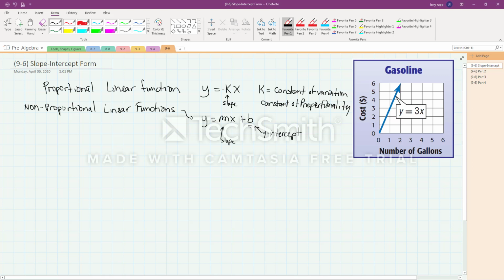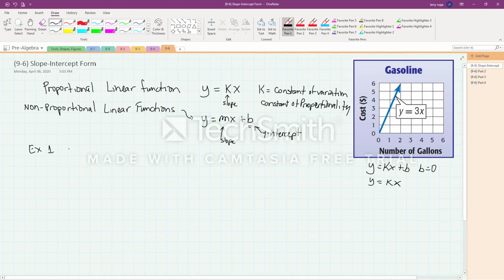Well, for the proportional linear functions, y is equal to kx, the b is there, it's just plus 0. Because if you look at our graph over here, where does this line cross the y-axis? At 0. So the equation for the line over here would be y is equal to kx plus b, but b is always equal to 0. So we just write y is equal to kx. Let's do an example here to help explain this.